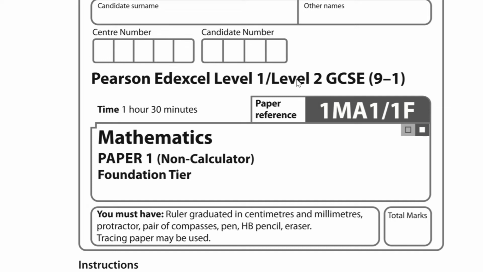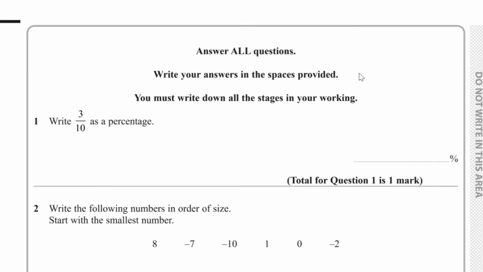This is the Edexcel GCSE 9-1 Maths Paper 1, which is a non-calculator paper, and it's a Foundation paper from the November 2021 series. Question number 1. We have to write 3/10 as a percentage. Percentage means out of 100, so we want our fraction to be out of 100. From the 10 to the 100 we multiply by 10, and 3 times 10 is 30, and so we end up with 30 over 100, which is the same as 30%.